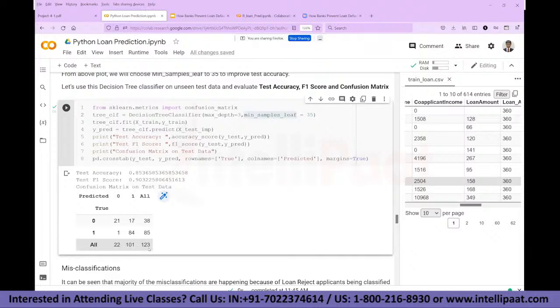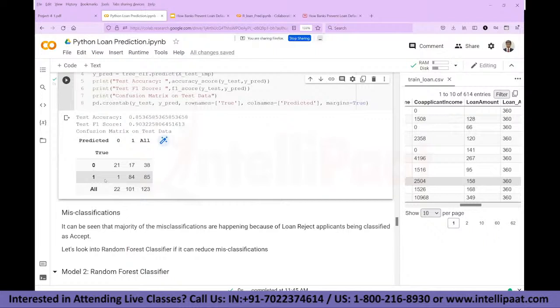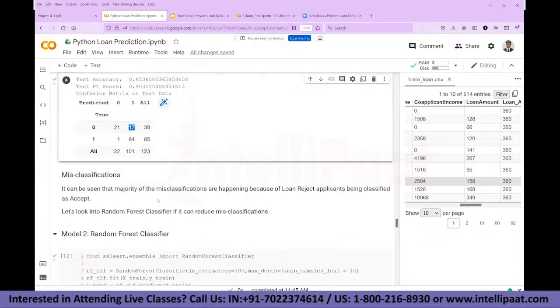So there are misclassifications that also happen. In this case, what are the misclassifications? My actual value was 0, which means I should not give the loan, but my predicted was 1. That means in 17 observations or cases, I have given the loan which I'm not supposed to give. So these are called misclassifications. You can see the majority of the misclassifications happen because loan reject applicants are being classified as accept. In this case, loan reject applicants are 17 and they're classified as accept, which should not happen because it will impact your business, the bank's business.